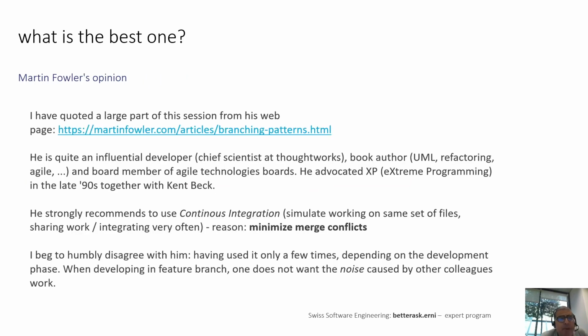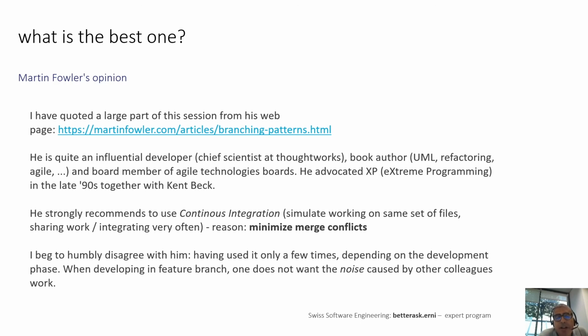Coming back to this, what is the best one? As I told you, I took this information about branching patterns. We have heard about this thing about branching patterns, but in this article, it's very well explained, and so I quoted it from there.